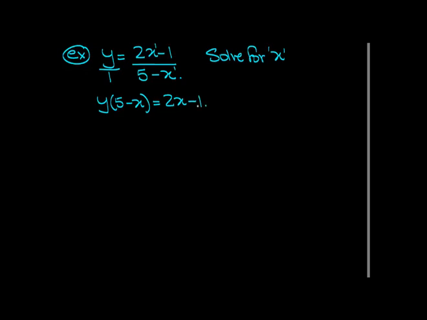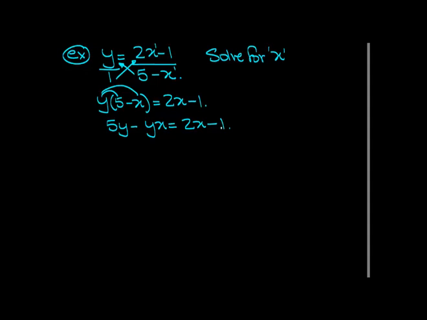Okay, so I cross multiplied here and here. The next thing we want to do, anytime you're solving a linear equation, is get rid of the parentheses and move all the terms with the variable you're interested in to one side. In this case it's x. So I'm going to first distribute and get rid of the parentheses. I get 5y minus yx is equal to 2x minus 1.